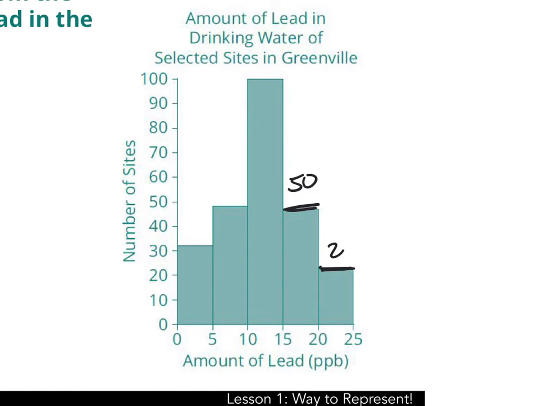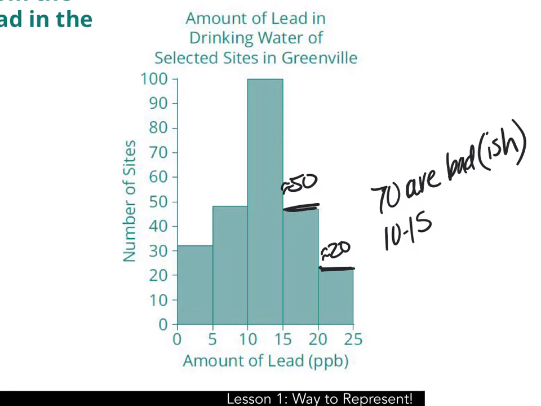So say approximate. About how many sites have an issue? 70. Right, so about 70 are bad, ish. 10 to 15 is most common, right? So there's a lot of things that you could say. 30 and 50, about 80 are well below, right? So there's a lot of things you could look at and see that wouldn't be wrong.